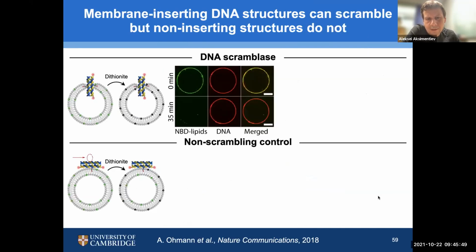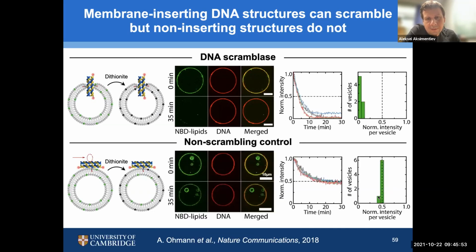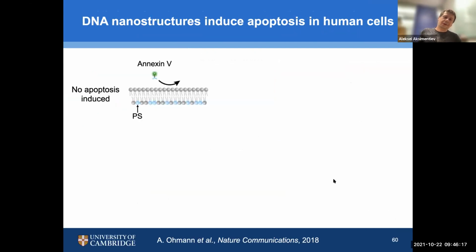And this is exactly what we see in experiment. I'm going to go quickly through it. When we have a DNA scramblase, we see the intensity trend going to basically 0, indicating scrambling, and for the non-scrambling control, it goes to about half. So you can ask, well, so what? Is it used for anything? One possible application of this method is actually in killing things.